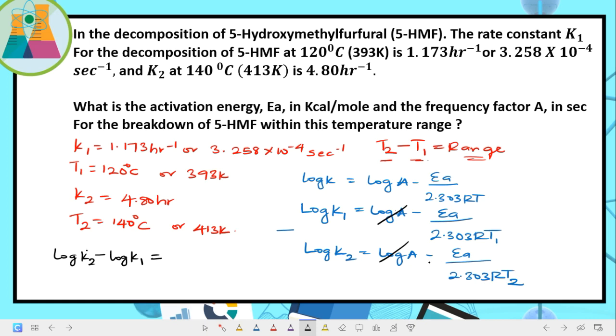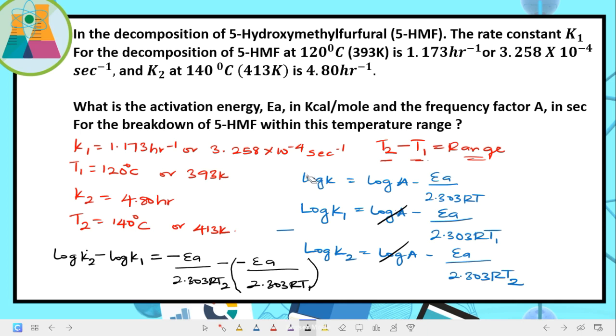You are left with minus EA all over 2.303 RT2, then minus bracket minus, why? Because there is a minus here, then there's another minus here, minus EA all over 2.303 RT1. Now you discover that this group here is different from this group.